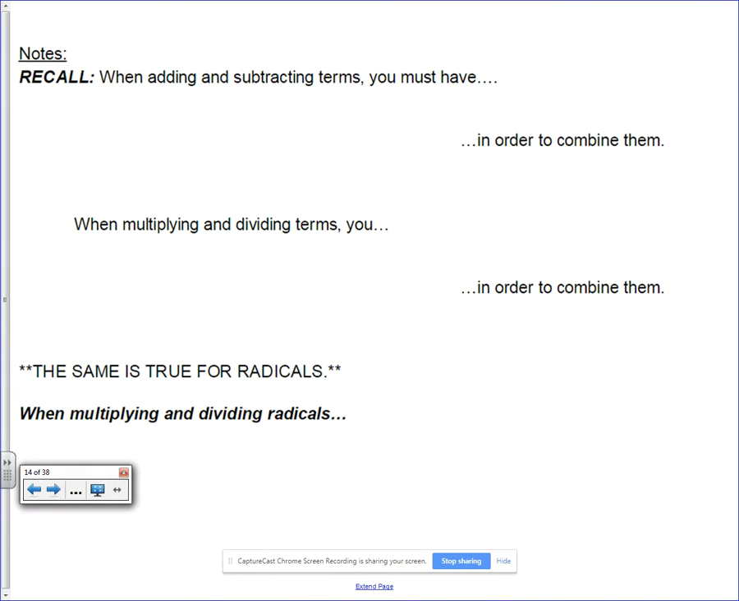All right, so we know what a perfect square is. A perfect square is a number whose square root is whole. We filled in all of our squares. New stuff for today. So, remind me, when adding and subtracting terms, you must have like terms.